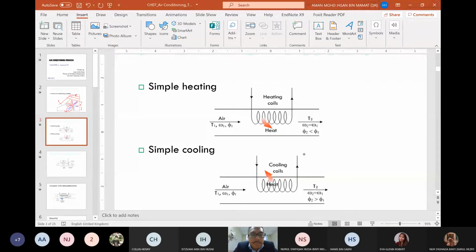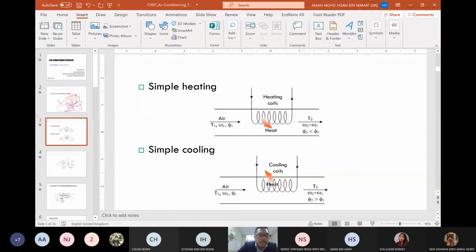But for the simple cooling, the temperature will be decreased, and the specific humidity is constant. However, the relative humidity will be increased. Okay.